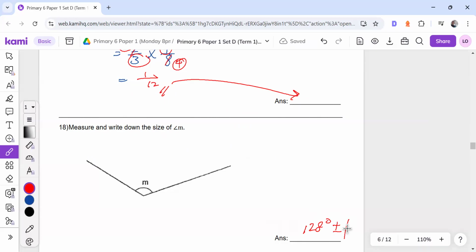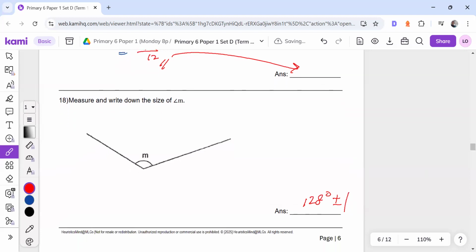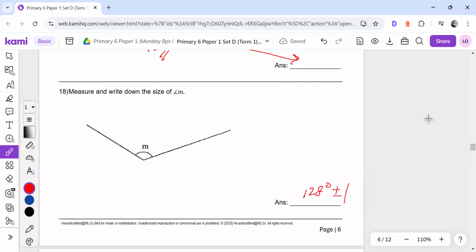Okay, Shirley, what answer? What angle do you get? 130. Is it 130? Let me see, okay, maybe it's about one. Mine is also 130. Okay, 130, I will accept it, because on my screen maybe it's a bit different from the paper. If you get 128, 129, 130, correct. I will accept it.